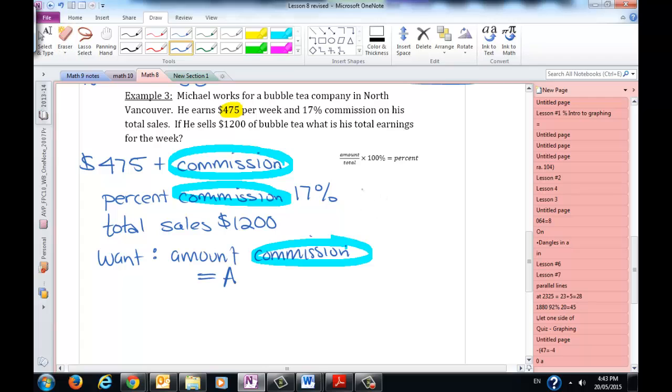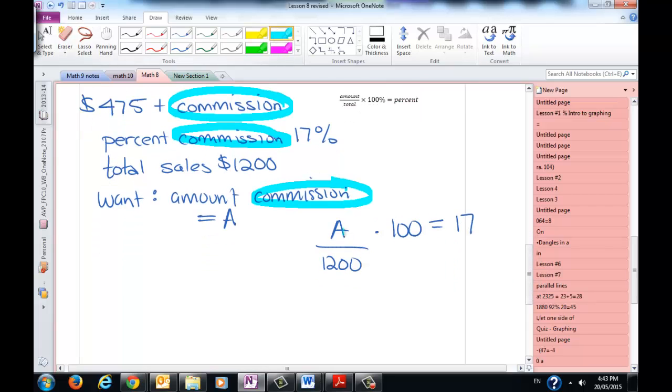Actually, maybe I'll just write it down here. A over my total, 1,200, is equal to my percent commission, 17, over 100. Now my goal is to solve for A, so I'm going to multiply both sides by 1,200. And now I can always write 1,200 or any number over 1, and it's nice because I can divide these out. So I'm left with A multiplied by 100 is equal to 17 multiplied by 1,200.